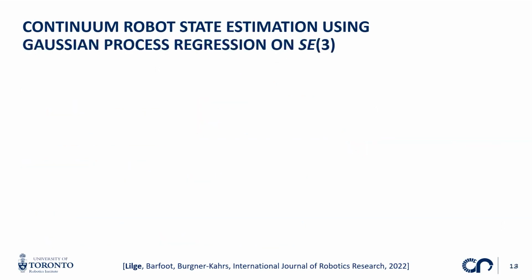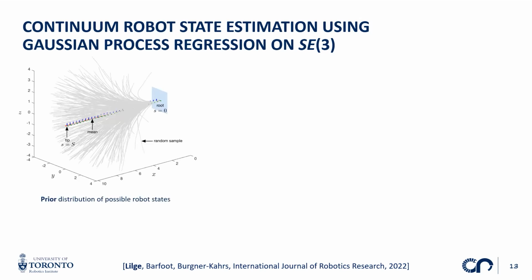Specifically, I want to talk about a method I recently worked on using Gaussian process regression on SE3 for continuum robot state estimation. So the general workflow of state estimation, on a very high level, can be broken down into 3 parts, very simplified.